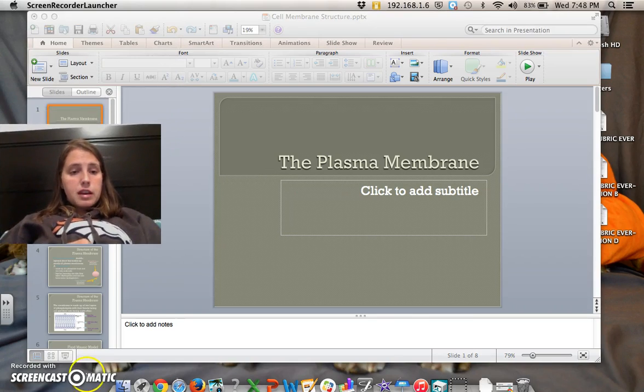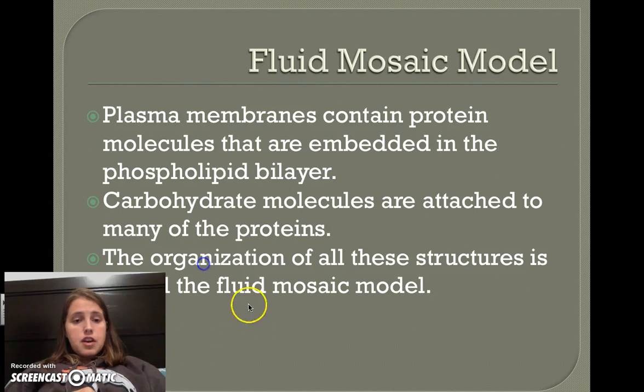The model that scientists have accepted for what the plasma membrane looks like is called the fluid mosaic model. The plasma membrane contains protein molecules that are embedded in the phospholipid bilayer. It also has carbohydrate molecules that are attached to many of the proteins. The organization of all these structures is called the fluid mosaic model.